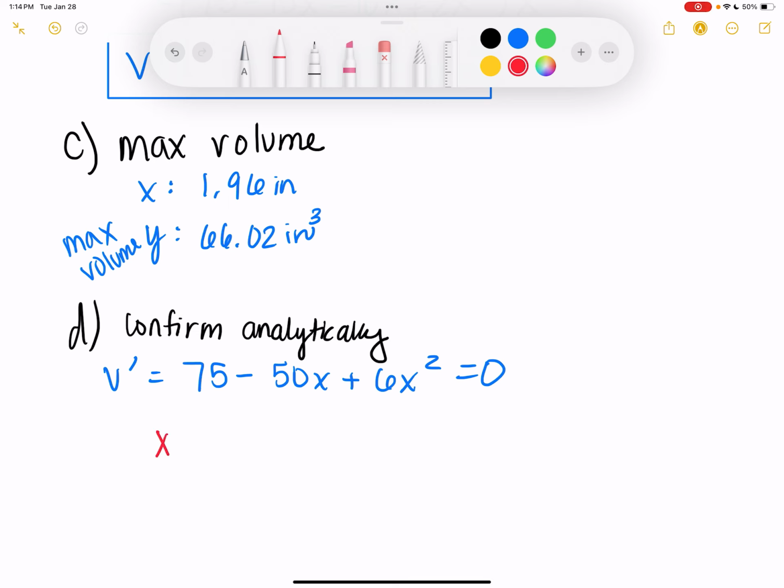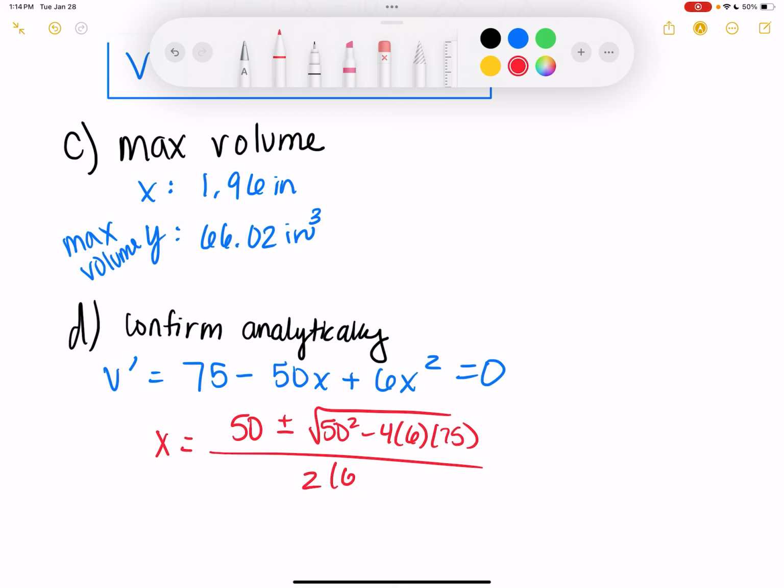Alright, so this is going to be 50 plus or minus the square root of 50 squared minus 4 times 6 times 75, all over 2 times 6. Now you need your calculator.